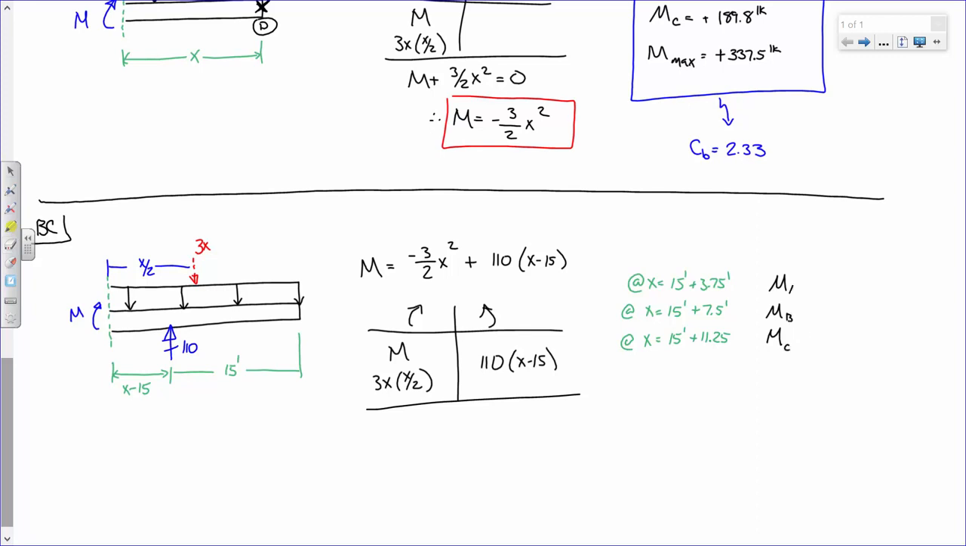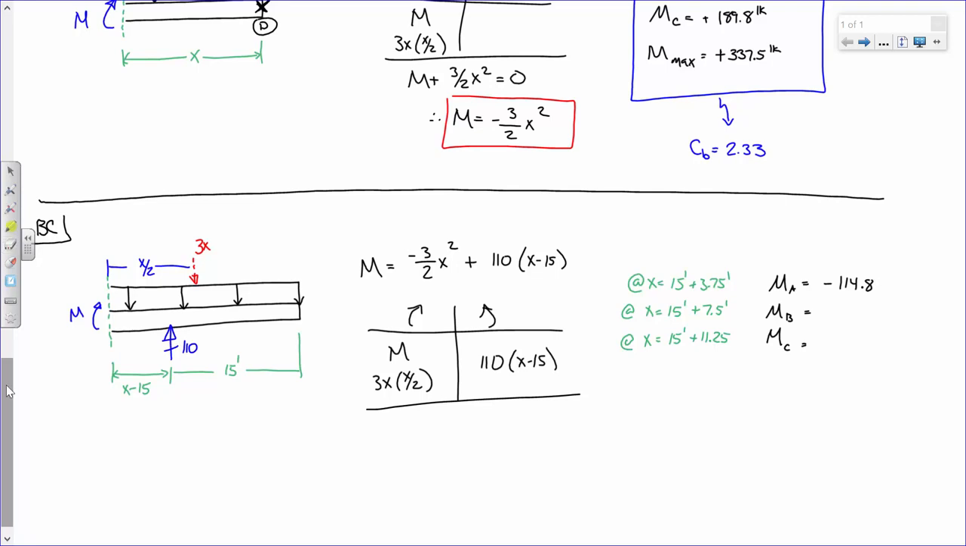I've got for the 15 plus 3.75 to be negative 114.84. Say it again, negative? 114.84. All right. We'll go ahead and leave the signs as they are, like leave them negative, and I'll draw them on the diagram here in a second. And I'm just going to call this 114.8. I'm just going to round it to the tenth place.